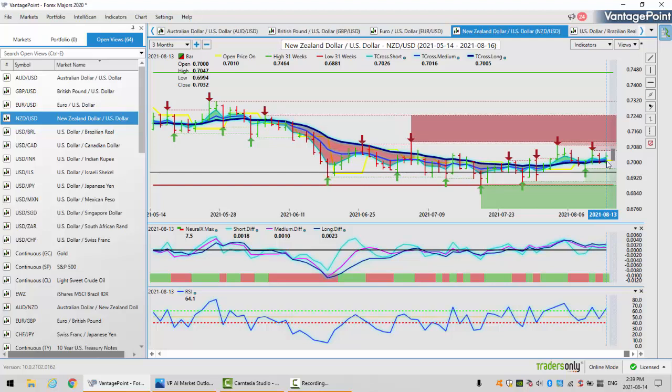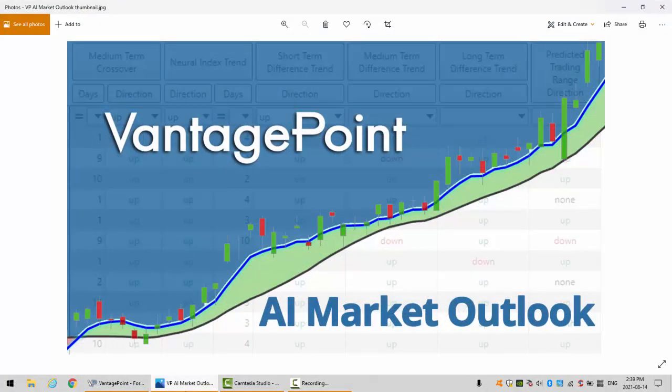But again, the main event risk that we're going to be dealing with this week is going to be the FOMC minutes, and I would always expect the unexpected with them. So with that said, this is the VantagePoint AI Market Outlook for the week of August the 16th, 2020.